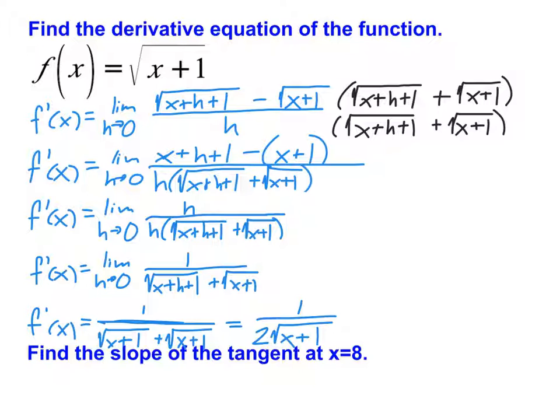Now, having done that, we can now find the slope of the tangent at x equals 8. So, do so please. Figure out what is the slope of the tangent at x equals 8. All right, so we end up doing 1 over 2 times the square root of 8 plus 1, which of course gives me 9, so it's square root of 9, which is 3. So the whole thing ends up equaling 1 over 6. So the slope of our tangent here at x equals 8 equals 1/6.